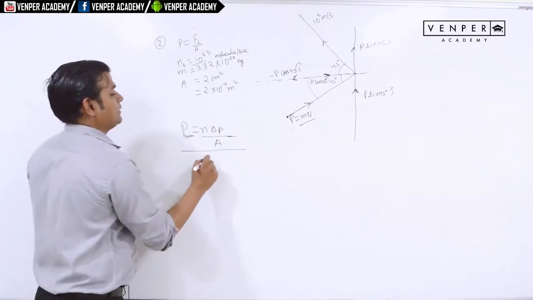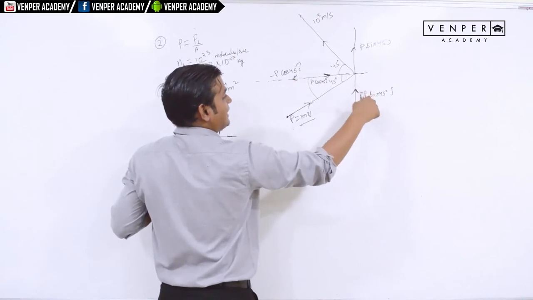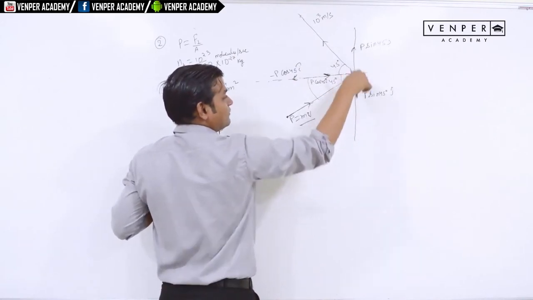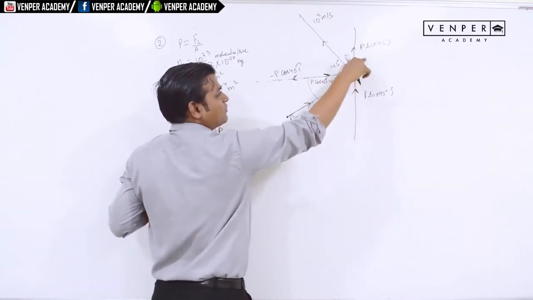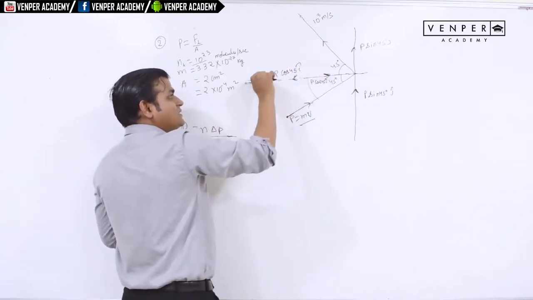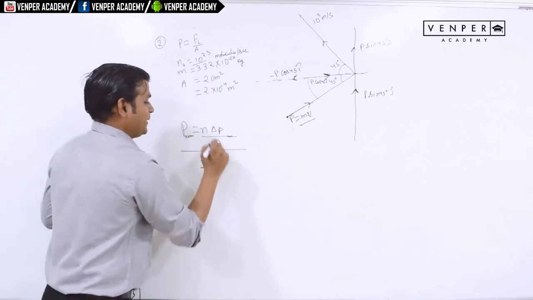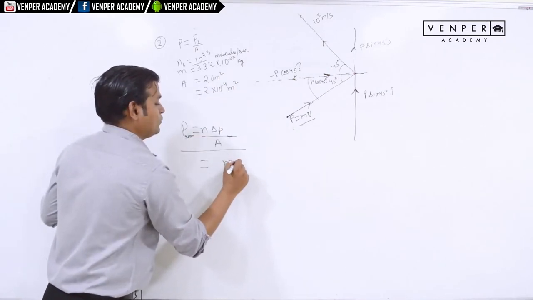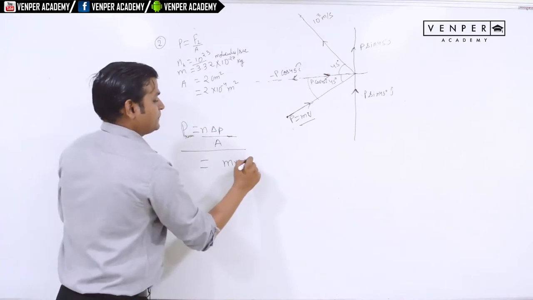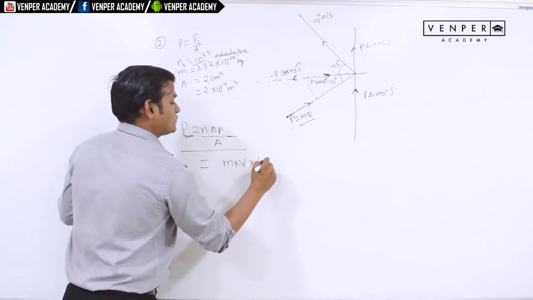So here, for the change in momentum, you can see this is sin 45, and this is also sin 45. So along the y axis the change in momentum is 0. Here it is p cos 45 minus of p cos 45. So for p I can say this is m into v, the velocity with which it is striking, multiplied by cos 45.